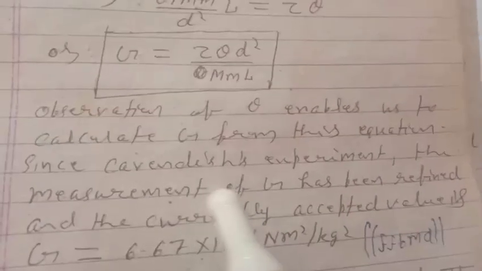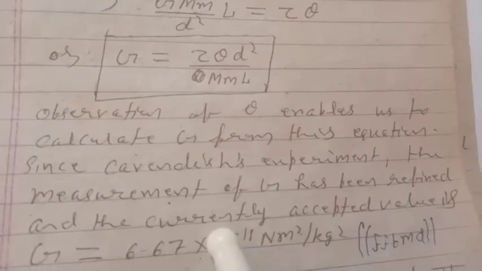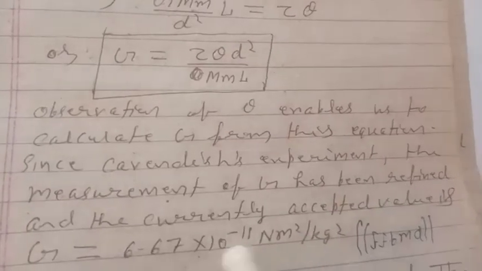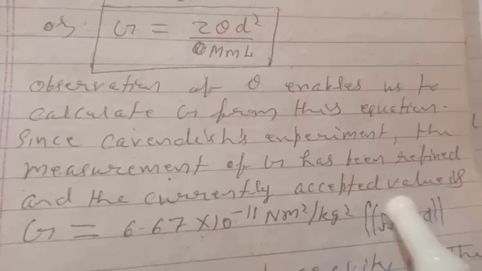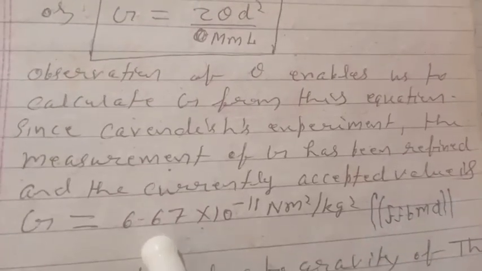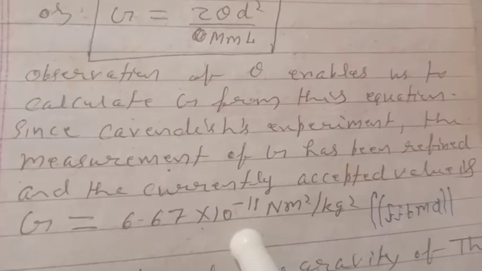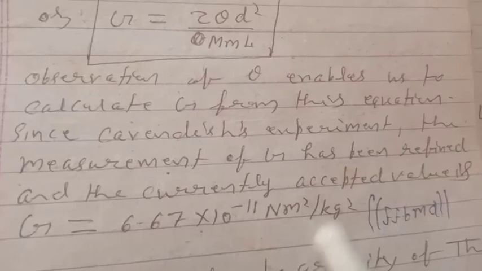Since the Cavendish experiment, the measurement of G has been refined, and the currently accepted value is G equals 6.67 times 10 to the power minus 11 Newton meter square per kg square.